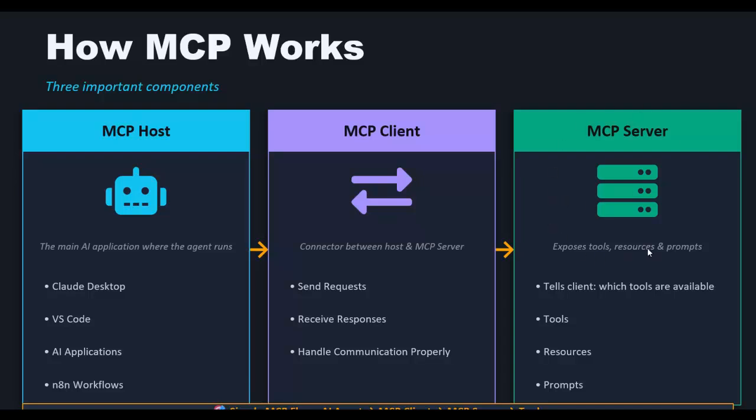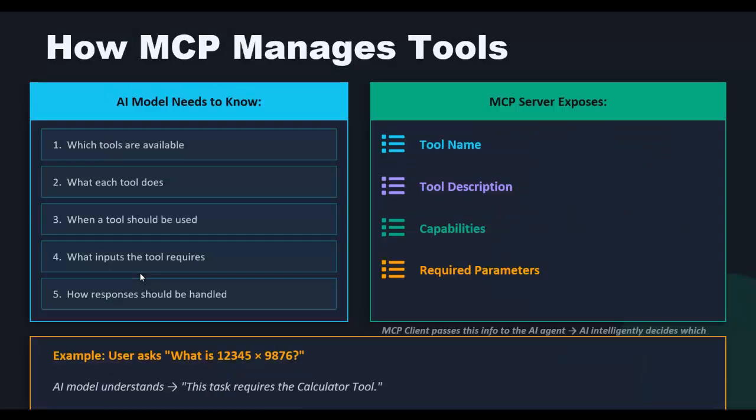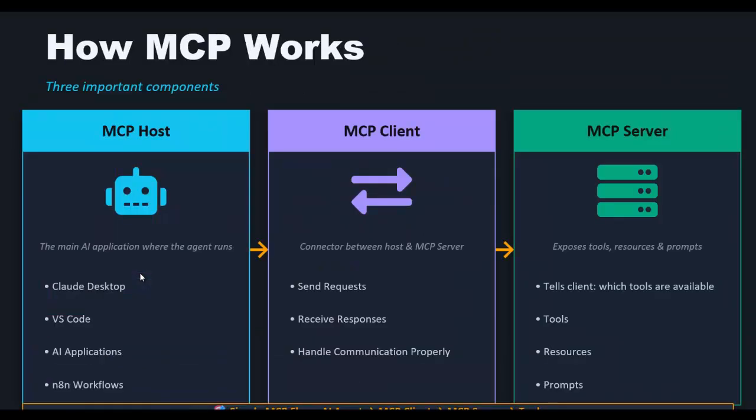Now let's discuss the MCP server. The MCP server exposes tools, resources, and prompts, right? So when a client connects, the MCP server tells the client which tools are available, that we already discussed, right? Then the AI agent can use those tools whenever required. So here you can see the simple MCP flow: AI agent to MCP client to MCP server, and the MCP server has many tools, right?